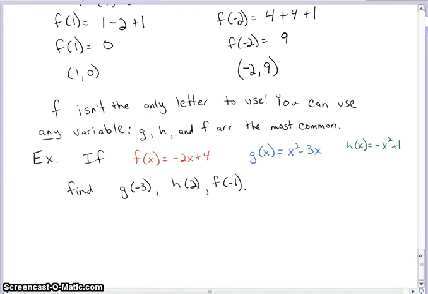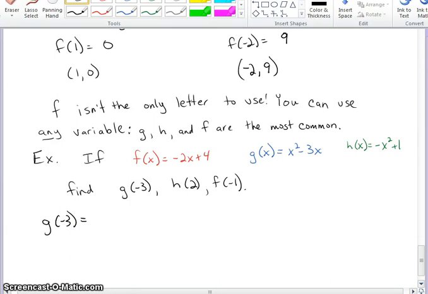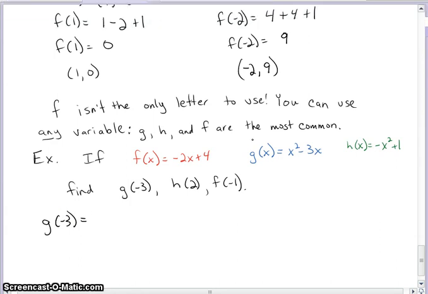f isn't the only letter that you can use. You can use any variable. g, h, and f are the most common variables used. I'm not sure why, they just are. So I could give you 3 functions at a time and have you evaluate them. So if I said g of negative 3, I would use the g function here because it's telling me g.